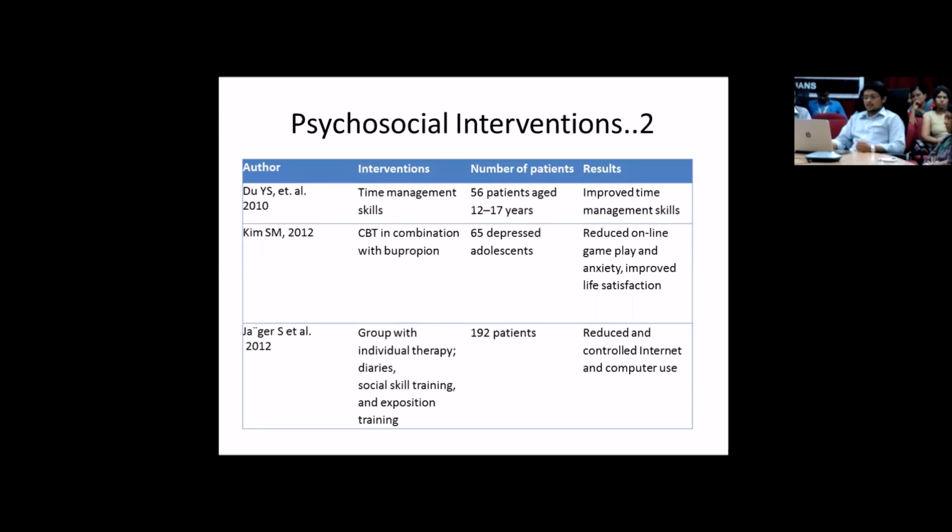The other forms of intervention would be time management skills, which was done in 56 individuals. There was improvement in time management skills in the people with internet addiction. There are combinations of CBT with bupropion, and there is a combination of group therapy, individual therapy, and social skills training, and another group of studies also reported some improvement.